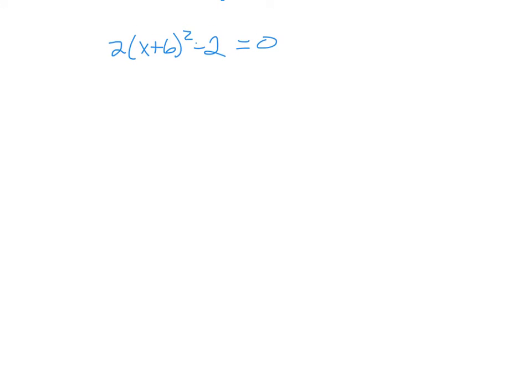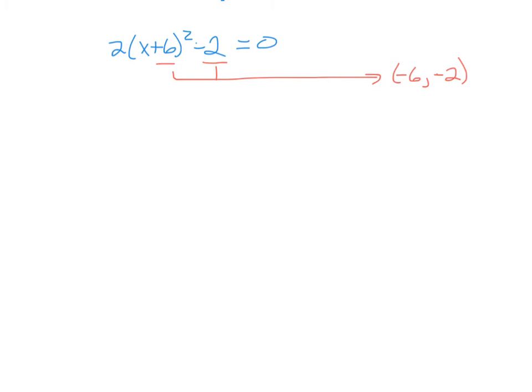Okay, so here we're given a vertex form of a quadratic, and we set that equal to 0. It's vertex form because I can pull the vertex of my quadratic right out of the equation, and in this case, that would give me a vertex at the point negative 6, negative 2.